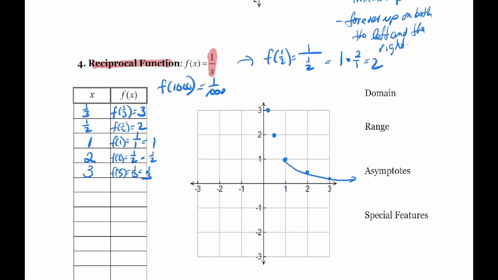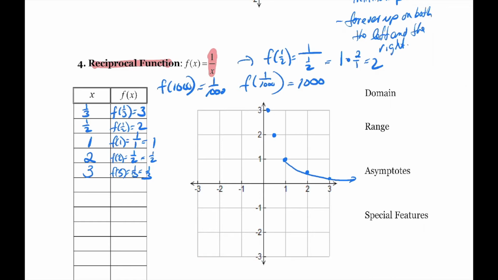And let's look at the reverse, the opposite. What happens if x is really small? So let's say 1 over 1,000. Well, f of 1 over 1,000 is going to be 1,000. So that's going to become really big. Likewise, f of 1 over 1,000,000 is going to be 1,000,000. F of 1 over 1 billion is going to be 1 billion. So as x gets smaller and smaller, the y value gets really, really huge.